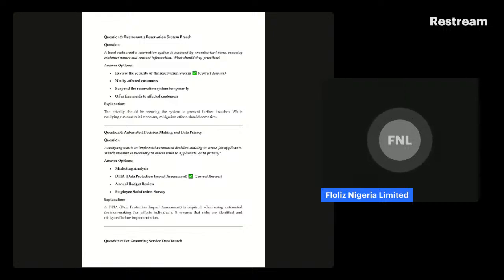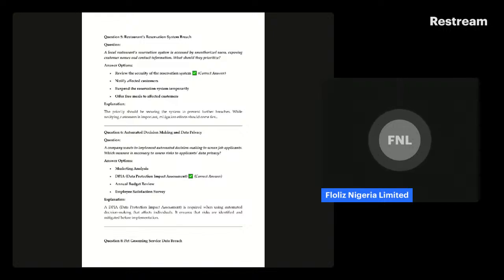So another question that came out during the mock was, a local restaurant reservation system is accessed by unauthorized users, exposing customer names and contact information. What should they prioritize? So you have options like review the security of the reservation system, notify affected customers, suspend the reservation system temporarily, offer free meals to affected customers. So offering free meals may sound good, but it's not the answer.